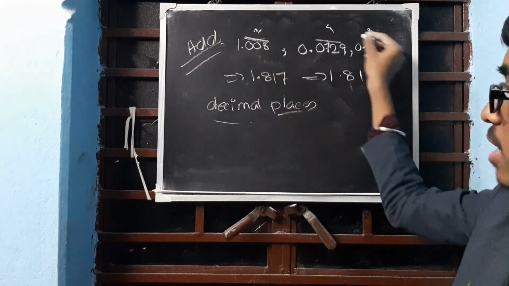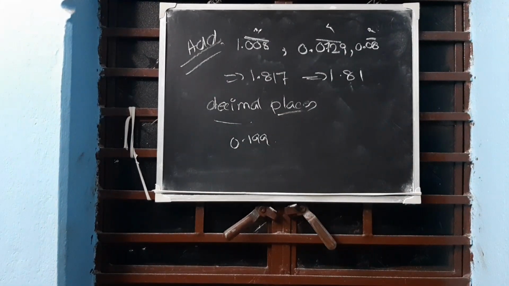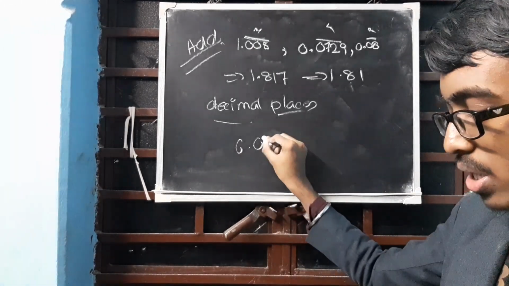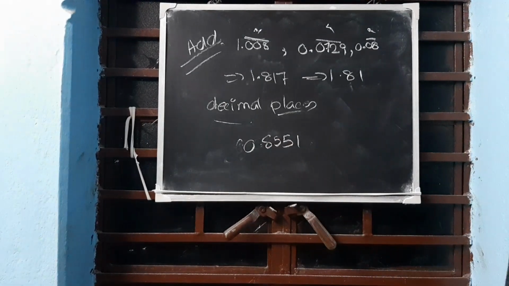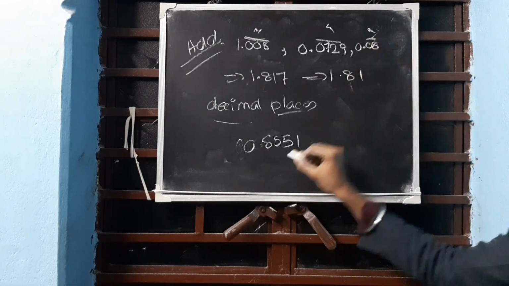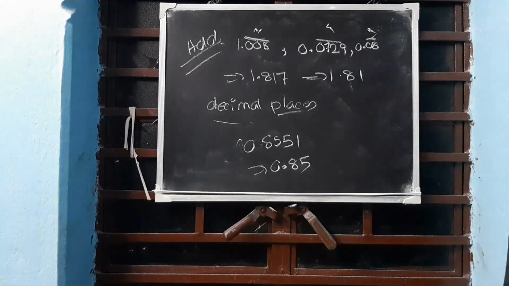Now if I subtract this, you will get 0.199. I hope I am correct. Let me check once again. 1.008 minus 0.0729 minus 0.08. No, wrong, that is what I was thinking. We are getting 0.8551. Again, you see how many digits here? 4 after the decimal. Here we need 2. So you have to round this off. So 0.85 will be your answer.